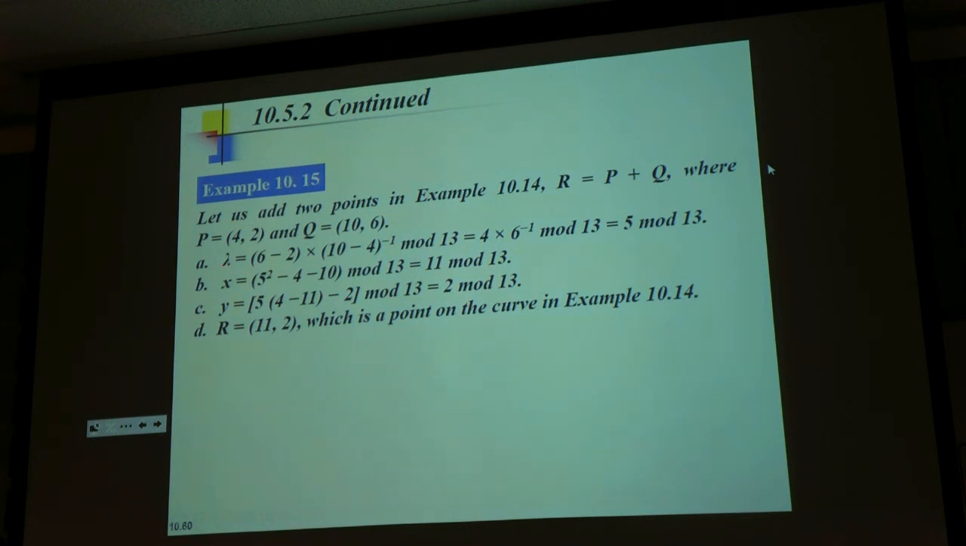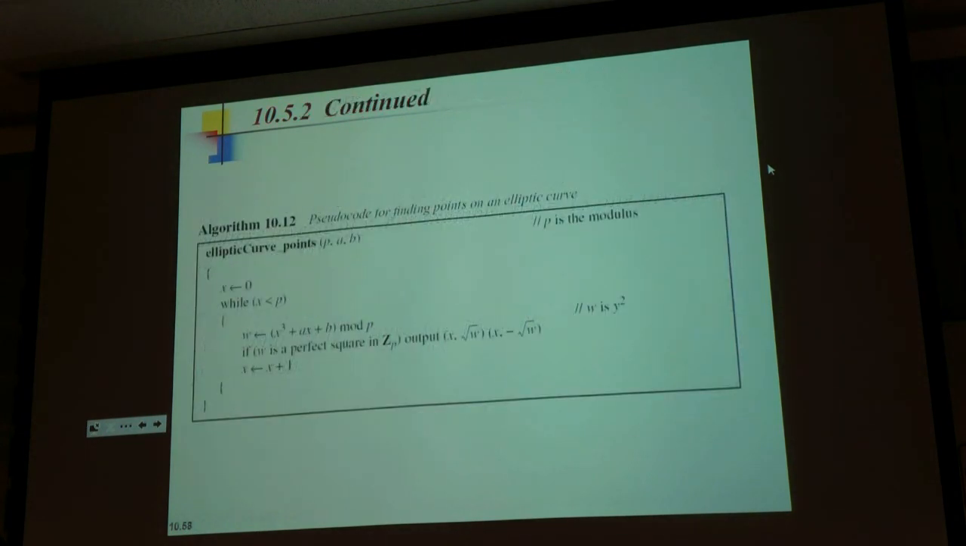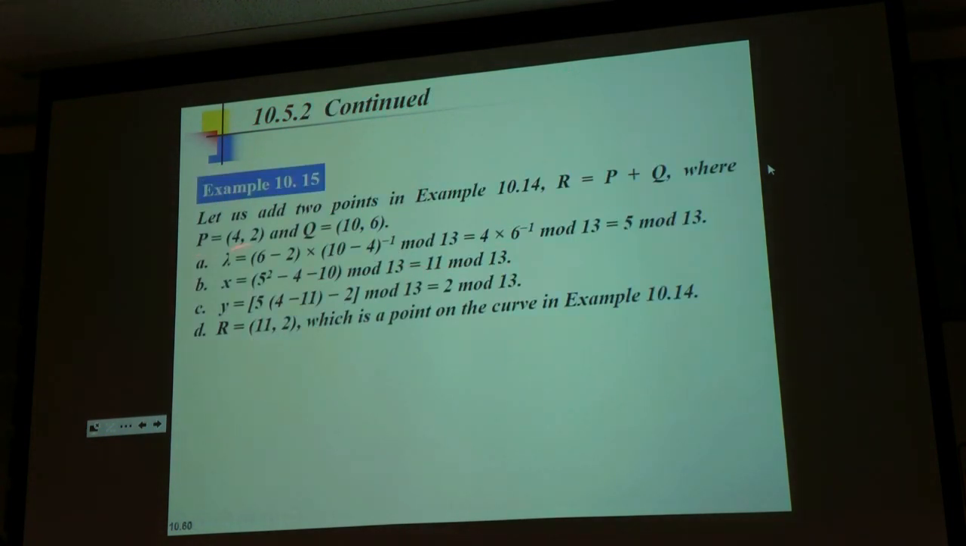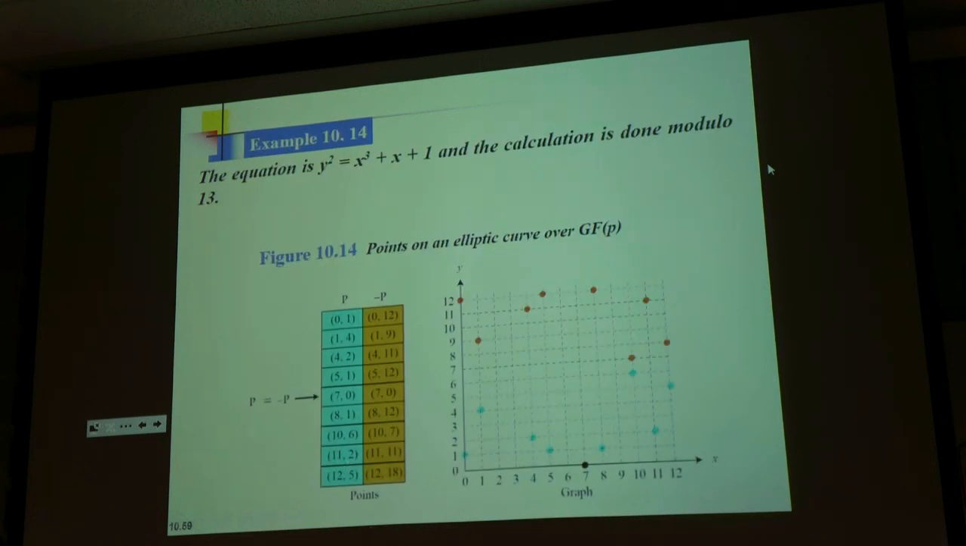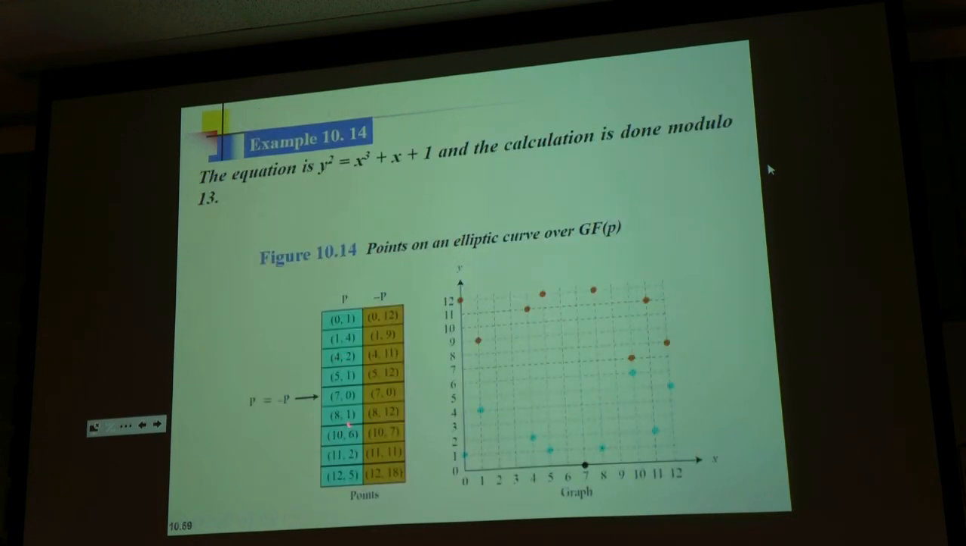First we have to calculate the slope. We have the rule, right? We showed you the rule before. Let me show you the rules here. You calculate the slope, then you calculate x and y: 11 and 2. So R is 11 and 2, which is a point on the curve. Where is 11 and 2 here? When we added 4 and 2 and 10 and 6, it gave me 11 and 2. So we added two points on the curve and got a point on the curve.